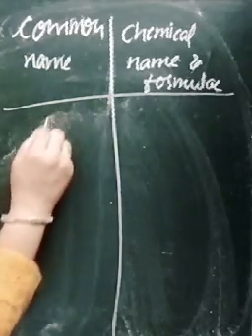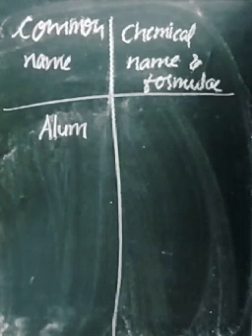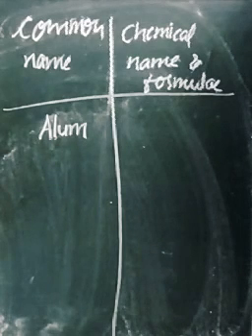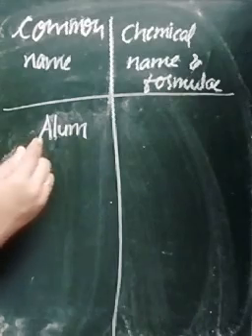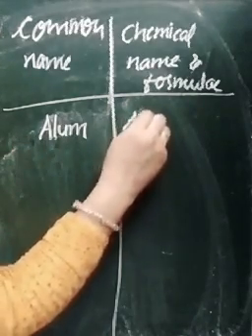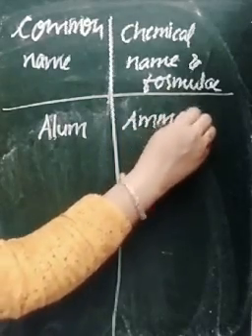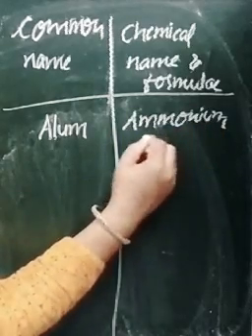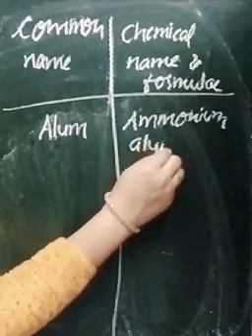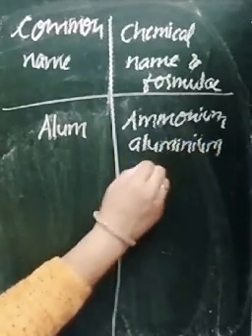For example, alum. Its common name is alum, Fitkari, that we are using. But Fitkari is potash alum. This is general alum. Its chemical name is ammonium aluminium sulfate.